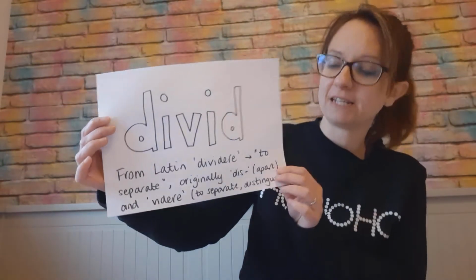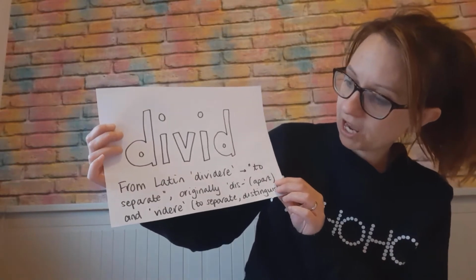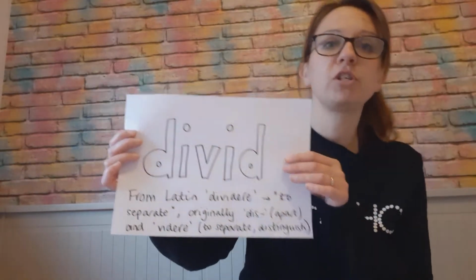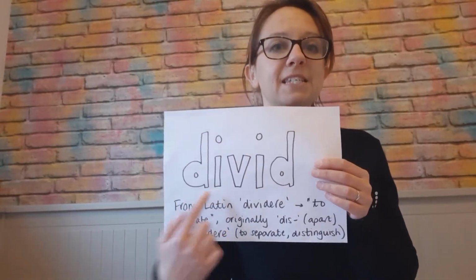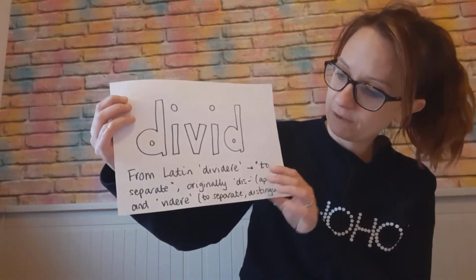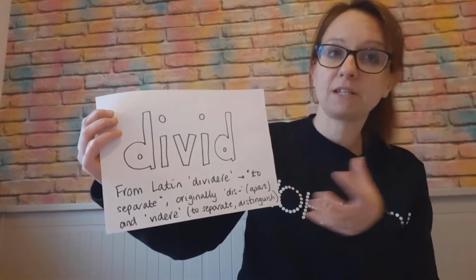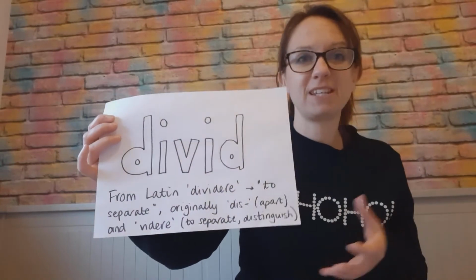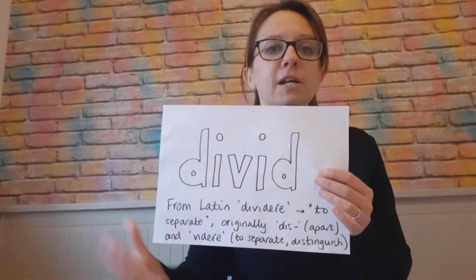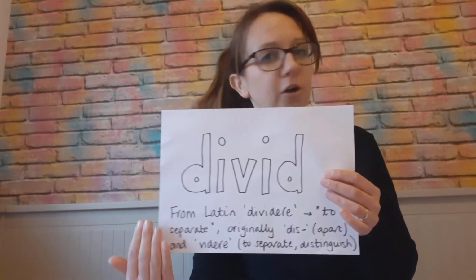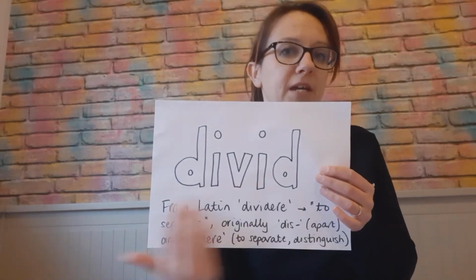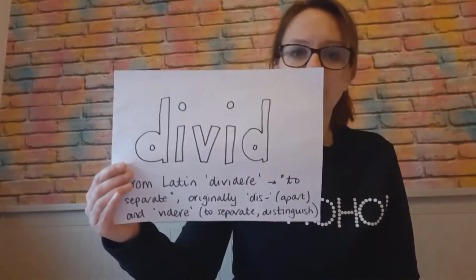It's from the Latin dividere, okay, which actually means to separate, and it was originally split with a dis, okay, and then the videre. So the dis means apart, and the videre bit is to separate, so to separate apart. So dis videre over time assimilated to the divide in English, okay, divid.